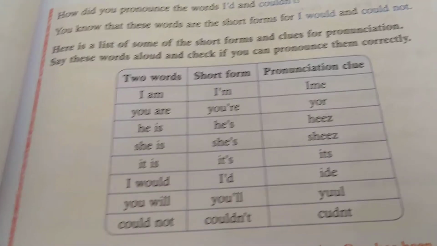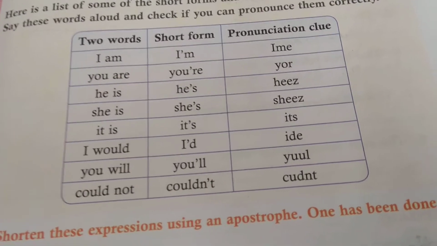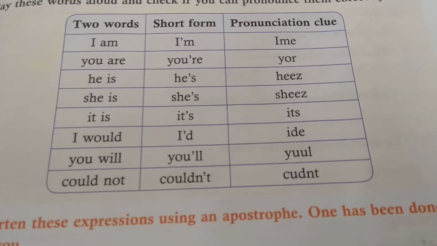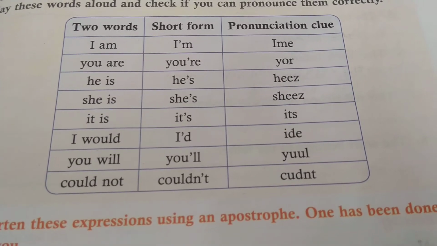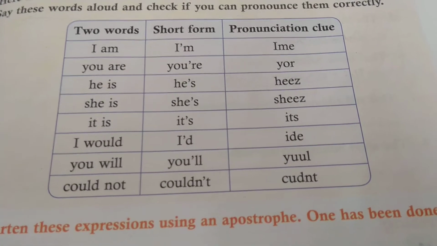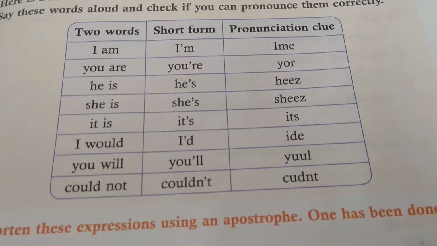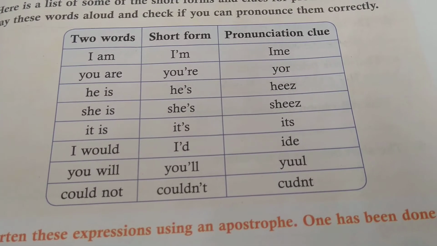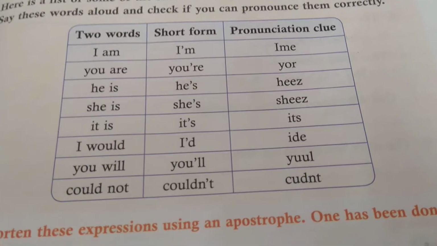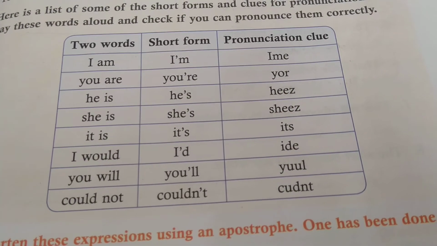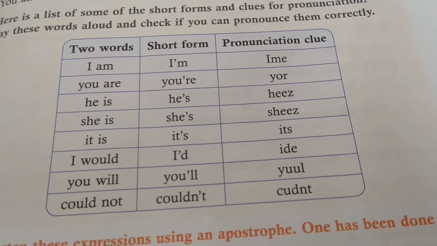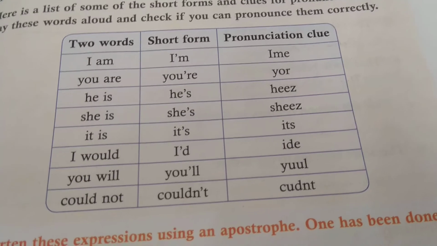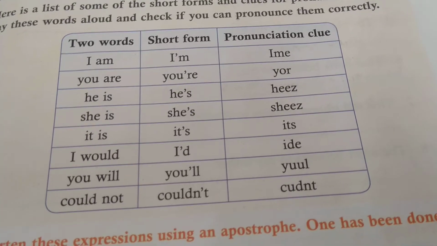That's all. So please children, learn how to use the short forms as well as learn their spellings and also learn to pronounce. I'm, you're, he's, she's, it's, you'll, couldn't are the pronunciations. Okay, repeat with me. I'm, you're, he's, she's, it's, you'll, couldn't. Right? So these are the words.